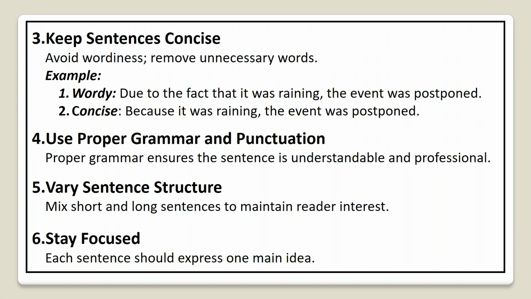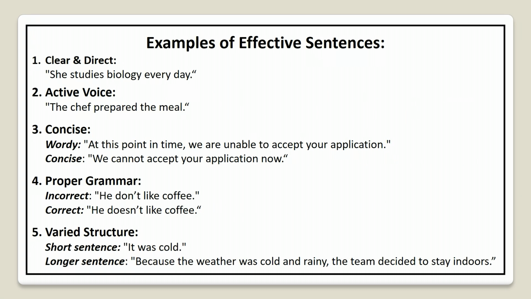What may be examples of effective sentences? Number 1, as I told you, the sentence must be clear and direct. For example: She studies biology every day. It's a very clear, direct sentence. Active voice: The chef prepared the meal. Concise, wordy version: At this point in time, we are unable to accept your application. Concise version: We cannot accept your application now. It's very short and simple. In a concise way, you can write the same sentence.